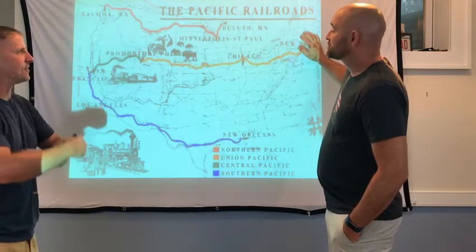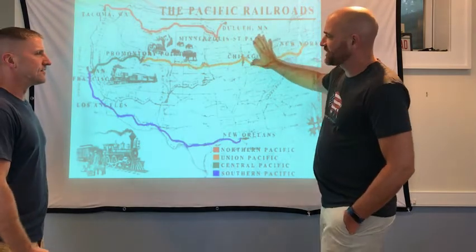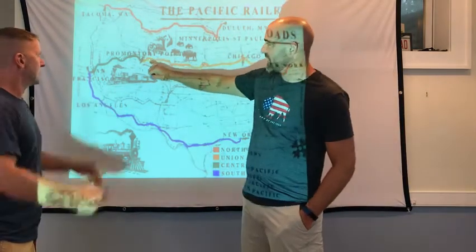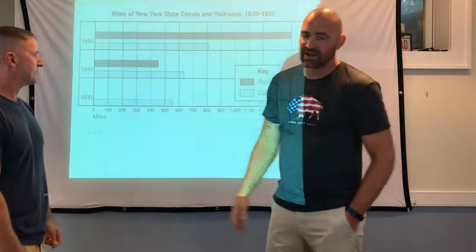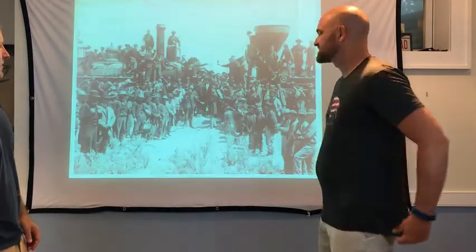So those two, the Union Pacific and Central Pacific Rail lines, they eventually will meet in Utah. Promontory Point. Promontory Point, Utah, and the driving of the Golden Spike.